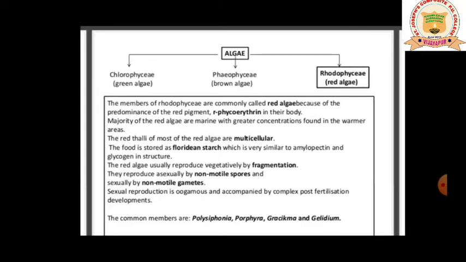The examples for the Chlorophyceae are Chlamydomonas, Volvox, Ulothrix, Spirogyra and Chara. For the Phaeophyceae, the examples are Laminaria, Dictyota, Sargassum and Fucus. Coming to the Rhodophyceae, the examples are Porphyra, Gracilaria, Gelidium, Polysiphonia. So this completes the algae.